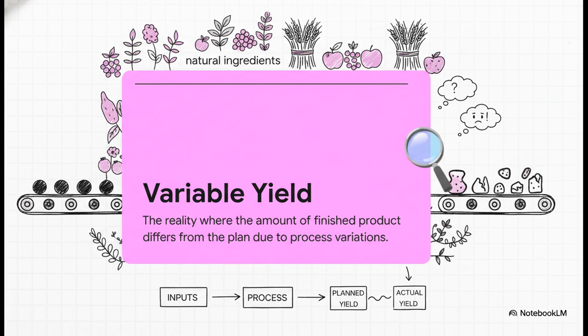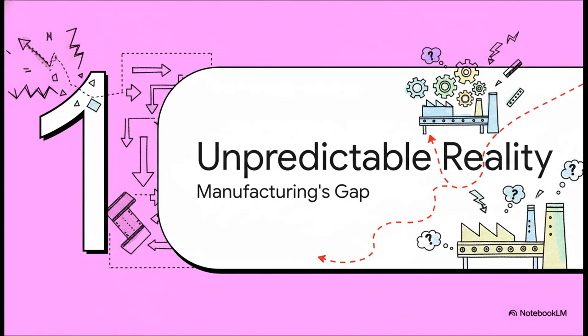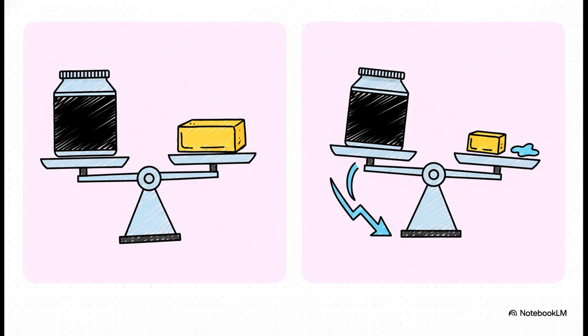So, what is variable yield? Well, to put it simply, it's the gap between what you plan to make and what you actually get. It's this constant headache, especially in industries that use natural ingredients, like food production, because those ingredients are just never 100% predictable. Right, and this is where things get tricky. This unpredictability creates this huge disconnect between the plan on the computer screen and what's actually happening on the factory floor.